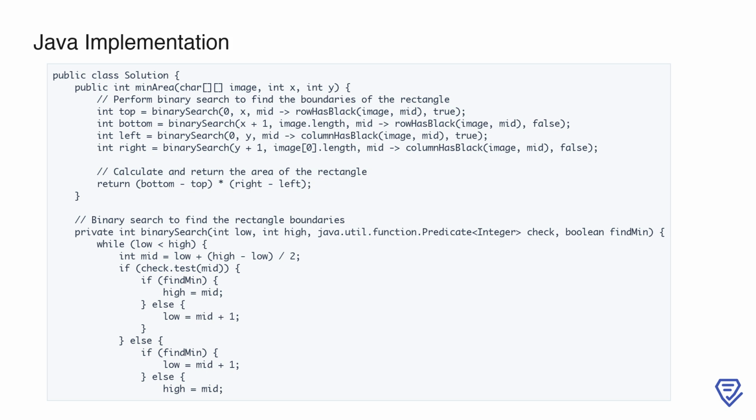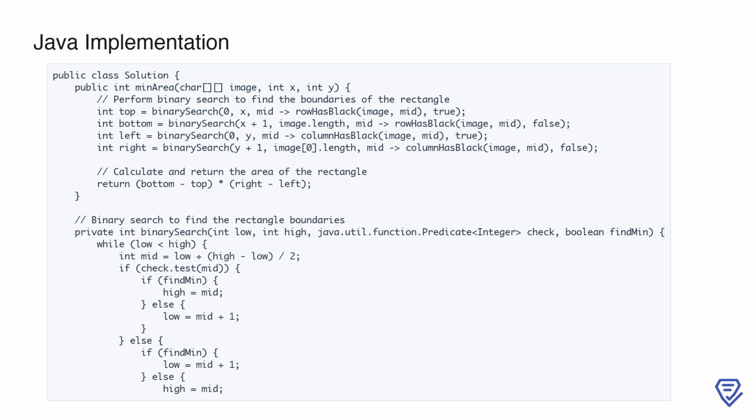First, the top boundary is found by searching for the uppermost row that contains a black pixel. Similarly, the bottom boundary is located by searching for the lowermost row with a black pixel. For the horizontal dimensions, the left boundary is identified by searching for the leftmost column with a black pixel, and the right boundary is found by locating the rightmost column.